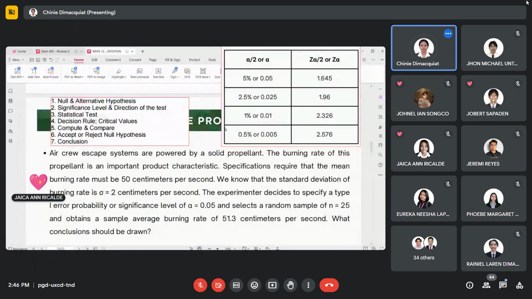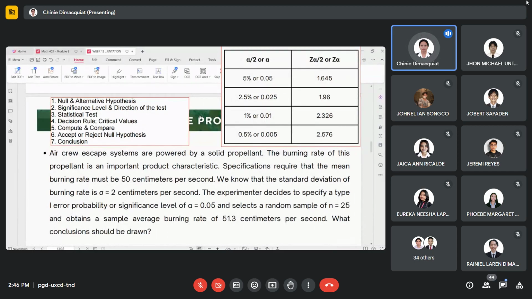So, dito, aircrew escape systems are powered by a solid propellant. The burning rate of this propellant is an important product characteristic. Specifications require that the mean burning rate must be 50 centimeters per second. We know that the standard deviation of burning rate is 2 centimeters per second.